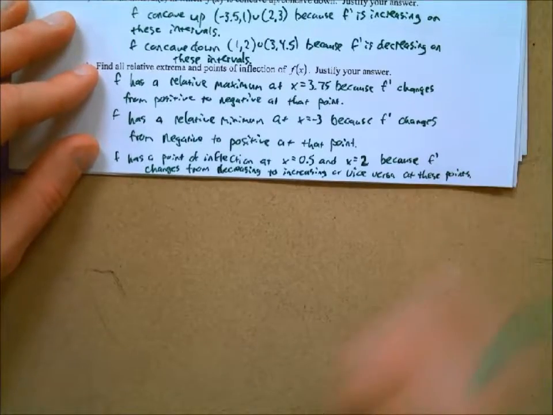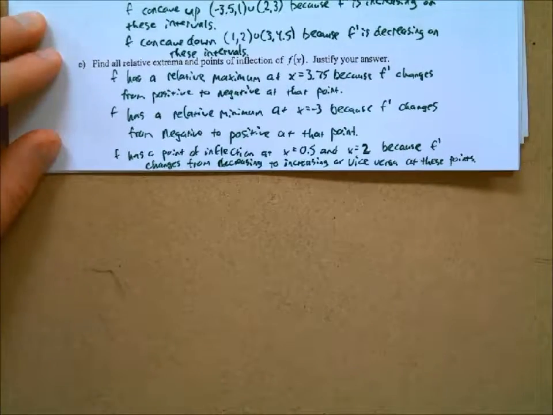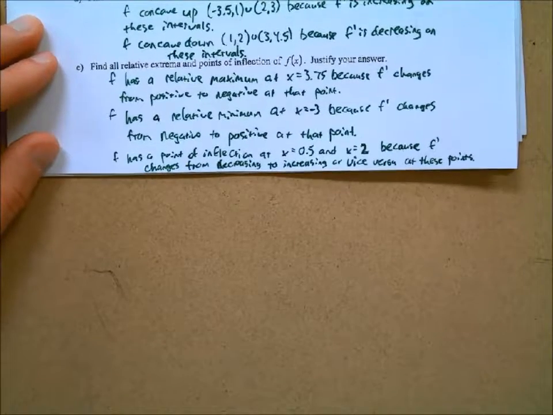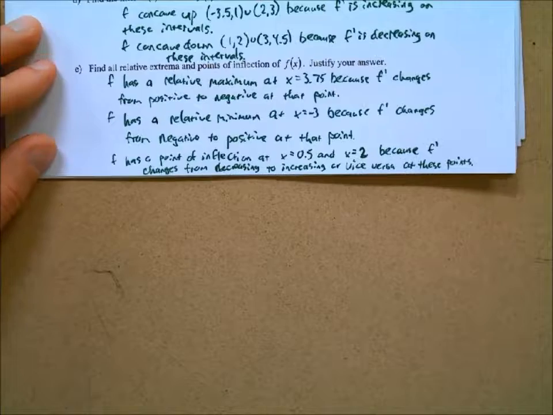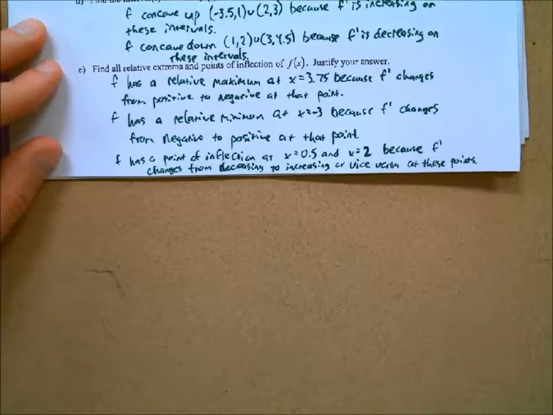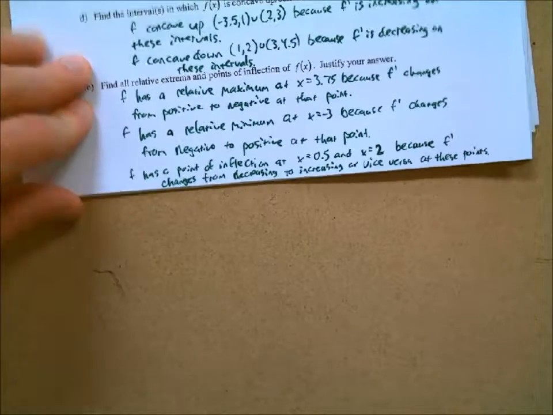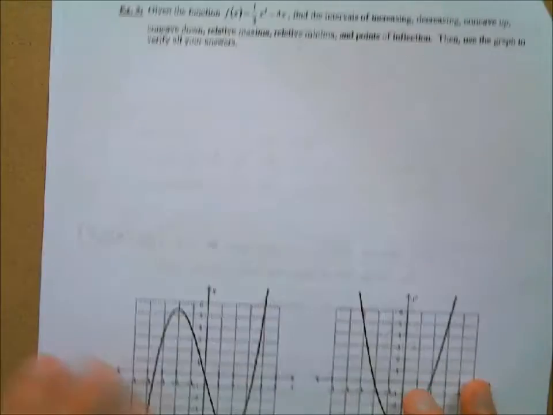You might want to add an additional sentence that says, since that's true, then f prime prime will be changing from negative to positive or positive to negative at these points, and therefore f will be changing from concave down to concave up or vice versa at those points. That's a more complete explanation, but I think what we got right there is sufficient.